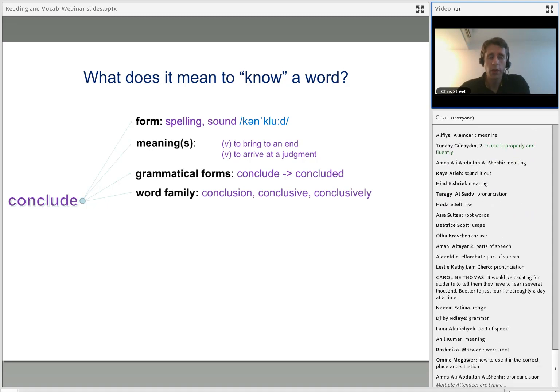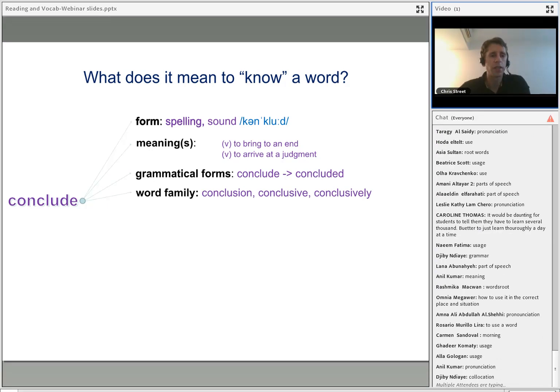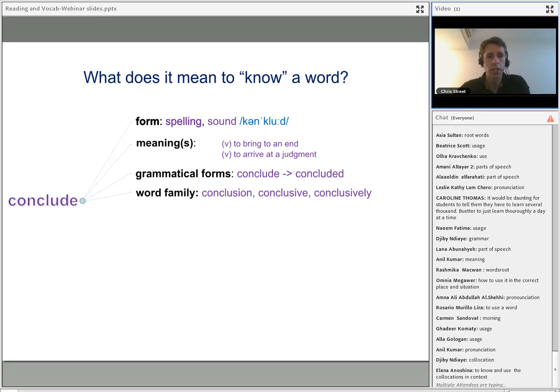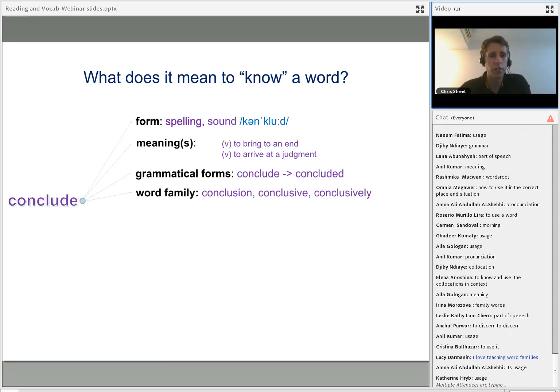It's helpful to know the word family. So if you know the word conclude, it's good to be able to extend this, take that verb form, turn it into a noun, turn it into an adjective, conclusive, and turn it into an adverb, conclusively.